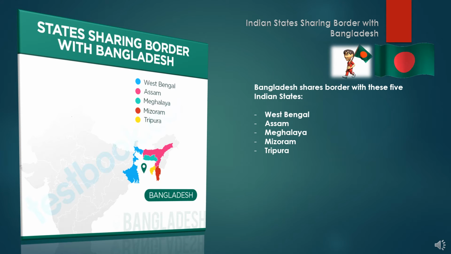Indian states sharing border with Bangladesh. Bangladesh shares border with these 5 Indian states: West Bengal, Assam, Meghalaya, Mizoram and Tripura.